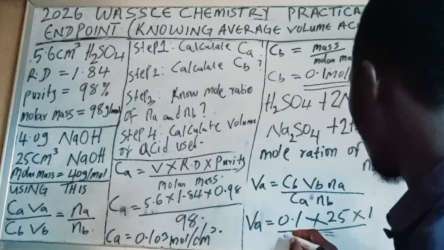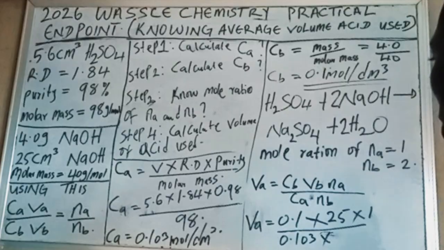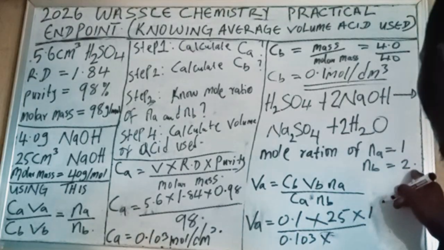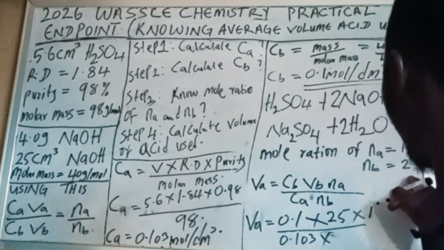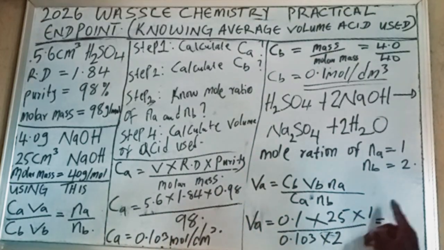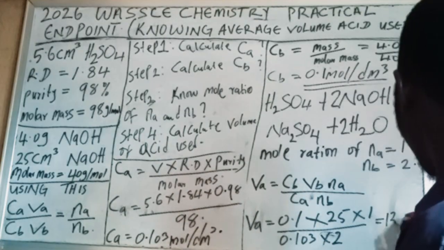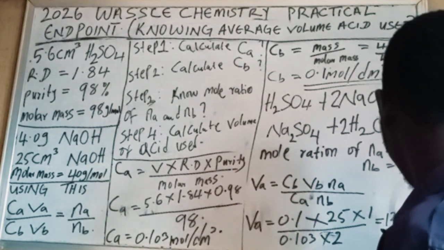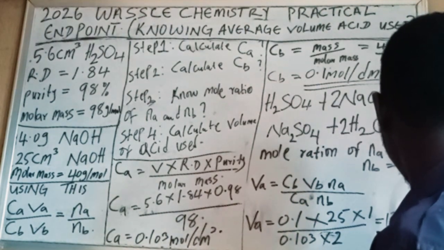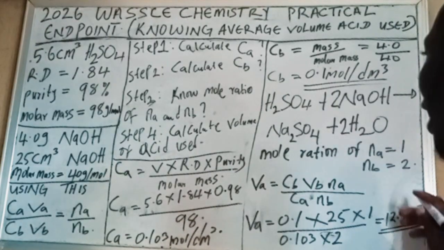Our CA here is 0.103 times, now where is our NB? Our NB is equal to 2, so we have times 2. When you multiply 0.1 times 25 times 1 divided by 0.103 times 2, it will give you 12.13 cm³. So this is our endpoint. This is our average volume of acid used.